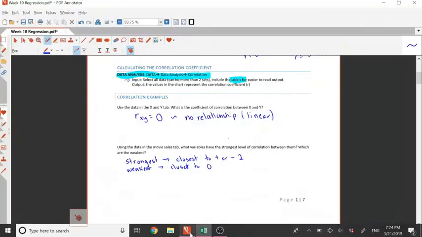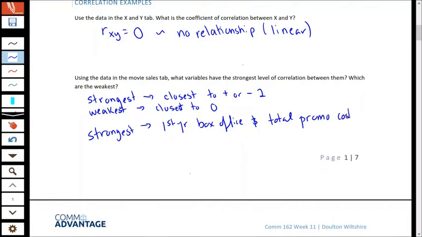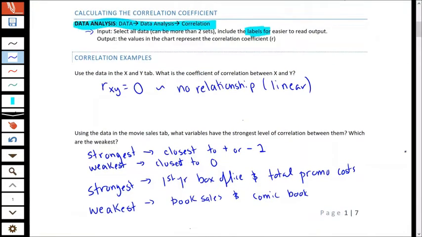And so if we just jot that down so that we've got it, again, that strongest situation, our strongest was our first year box office and the total promotional costs. And the weakest was the book sales and comic book. So that's correlation.